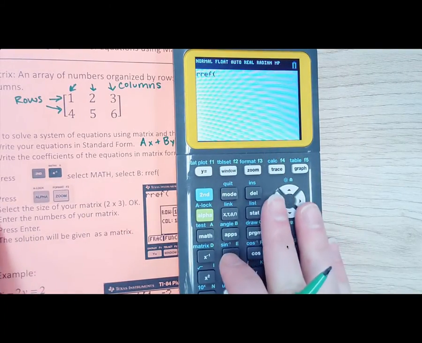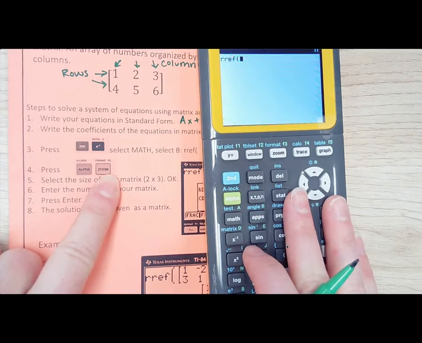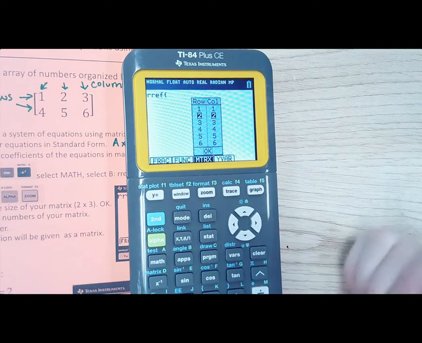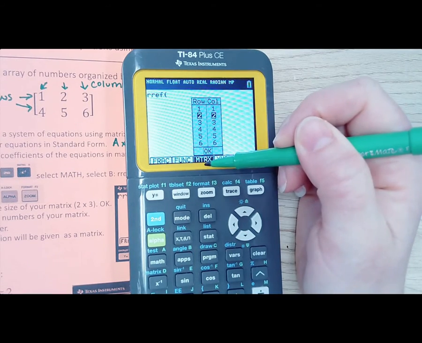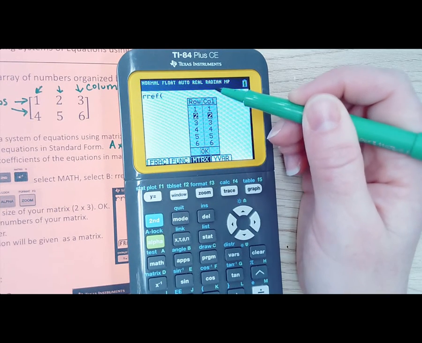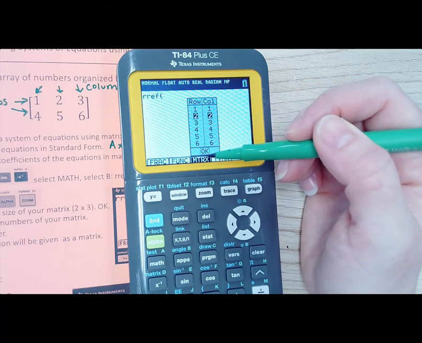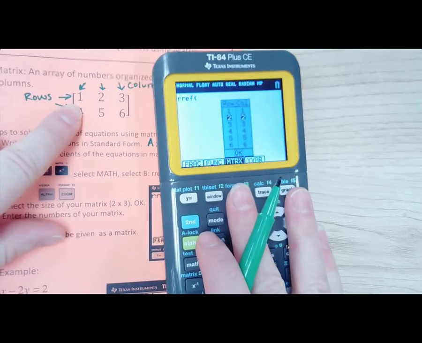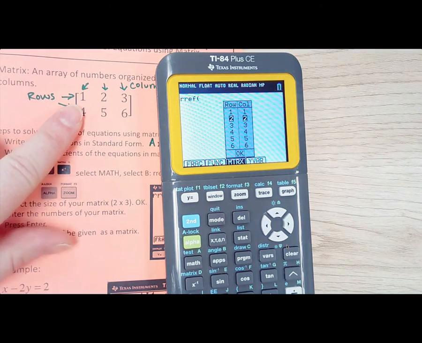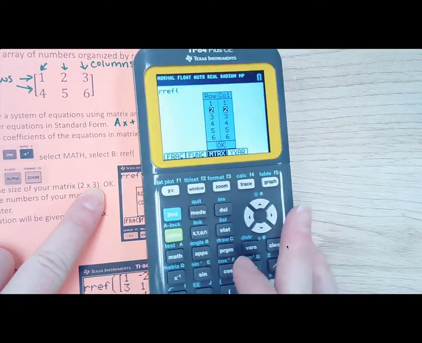Now we're on step 4. Press alpha zoom. Alpha zoom. And now it gives us this little matrix MTRX. Now it's going to ask us how many rows and how many columns. Right now in Algebra 1, we're just dealing with 2 variables. So we are going to do a 2 row by 3 column.